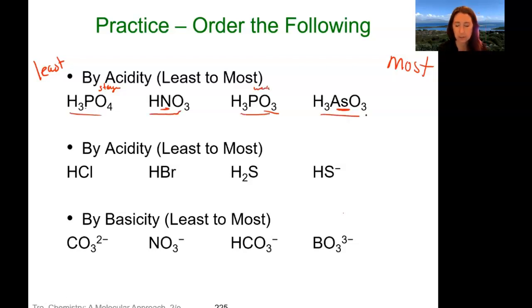Then we need to look at these. So if we look here, you have to be looking at your periodic table. We have N, P, and As. So I'm looking at the periodic table. N, P, and As.